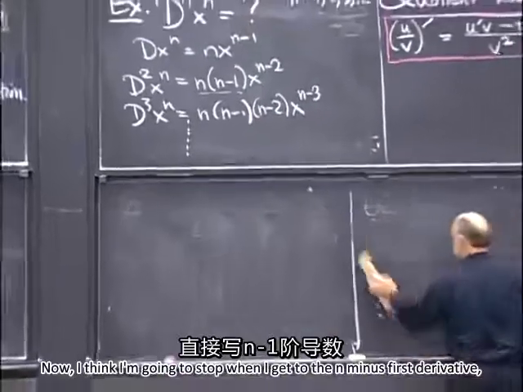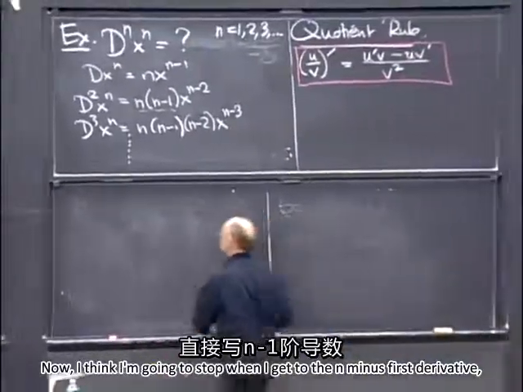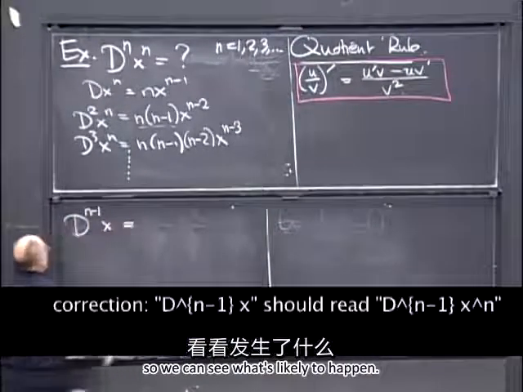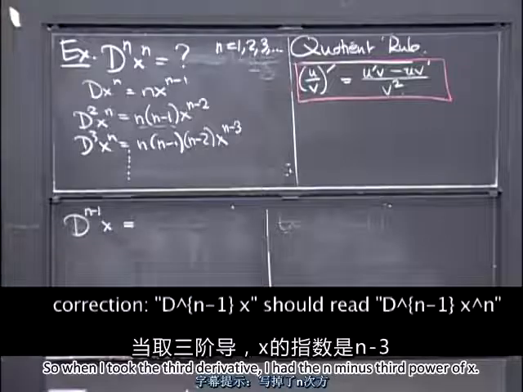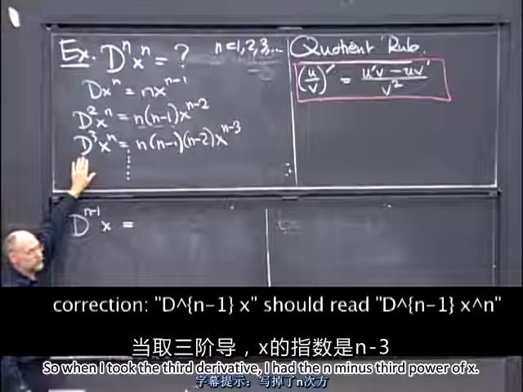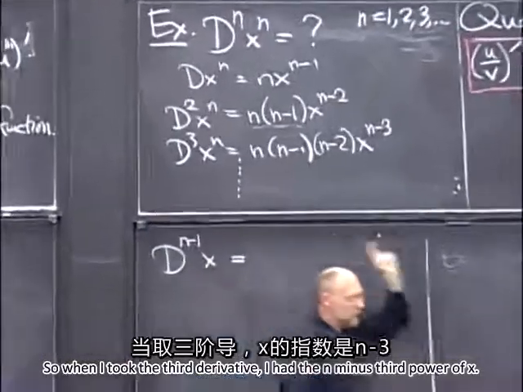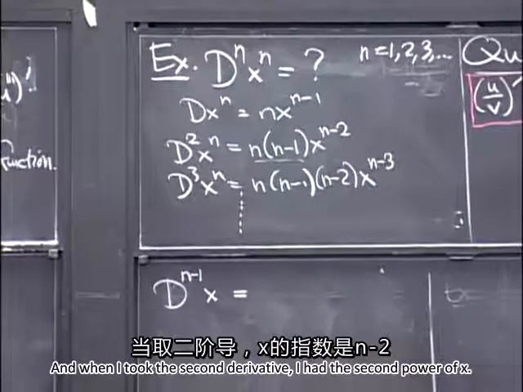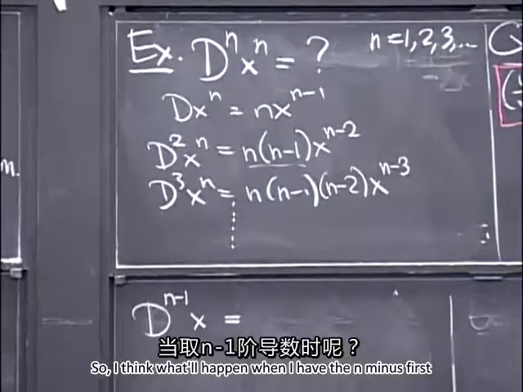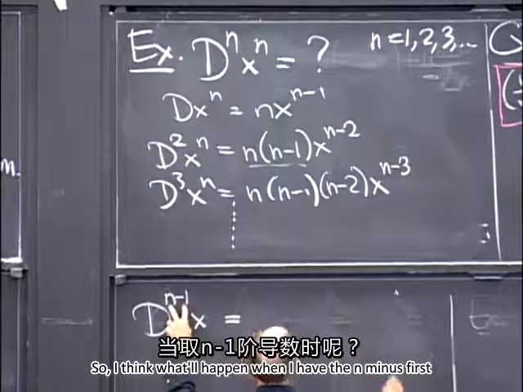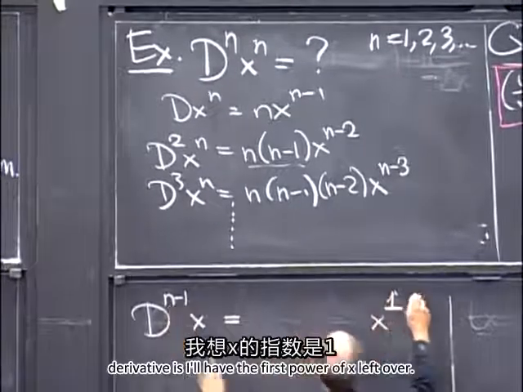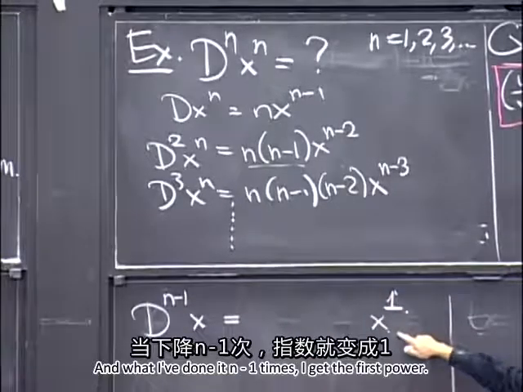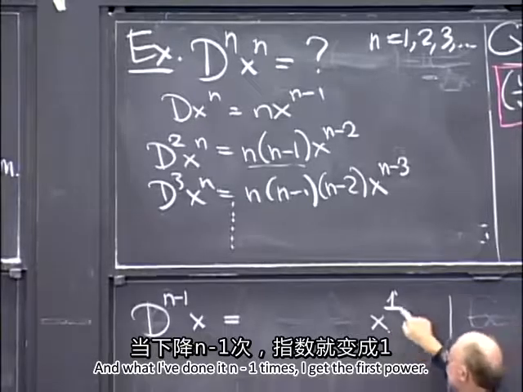Now, I think I'm going to stop when I get to the n minus first derivative so we can see what's likely to happen. So when I took the third derivative, I had the n minus third power of x. And when I took the second derivative, I had the second power of x. So I think what will happen when I have the n minus first derivative is I'll have the first power of x left over. The powers of x keep coming down. And when I've done it n minus 1 times, I get the first power.